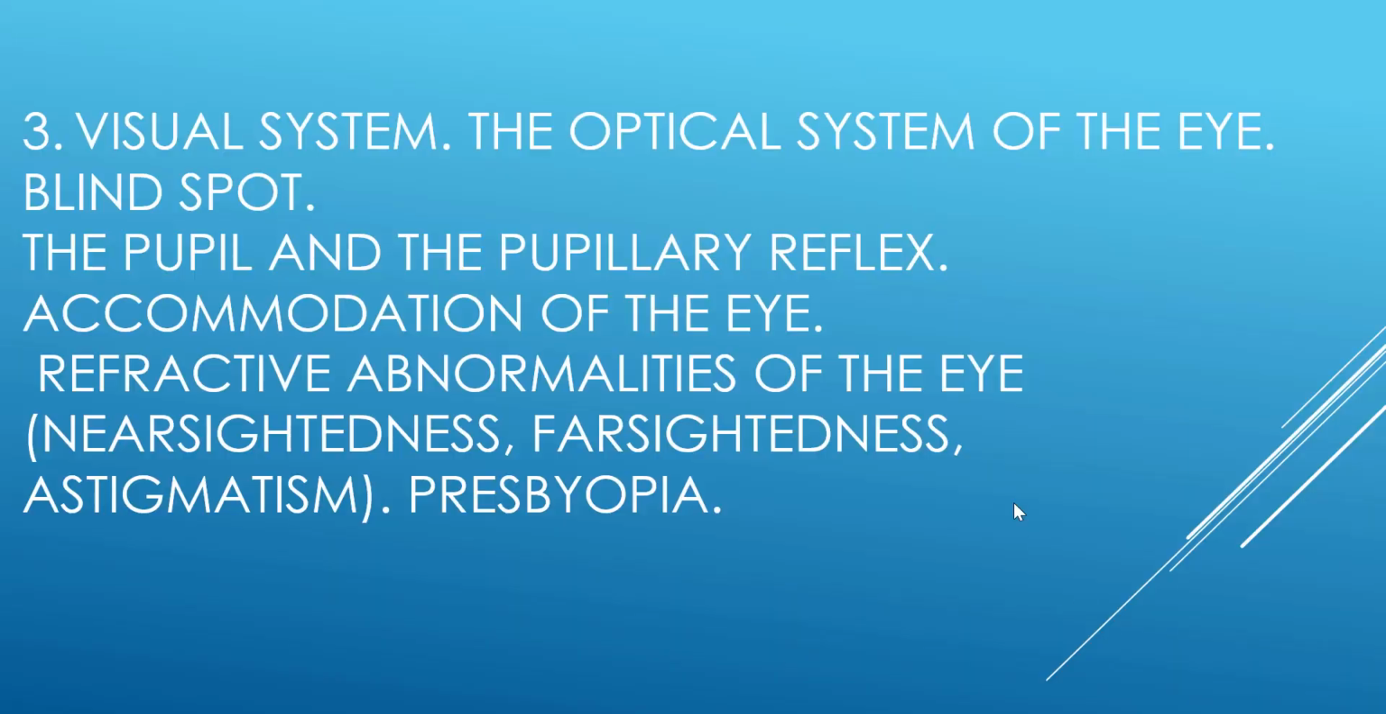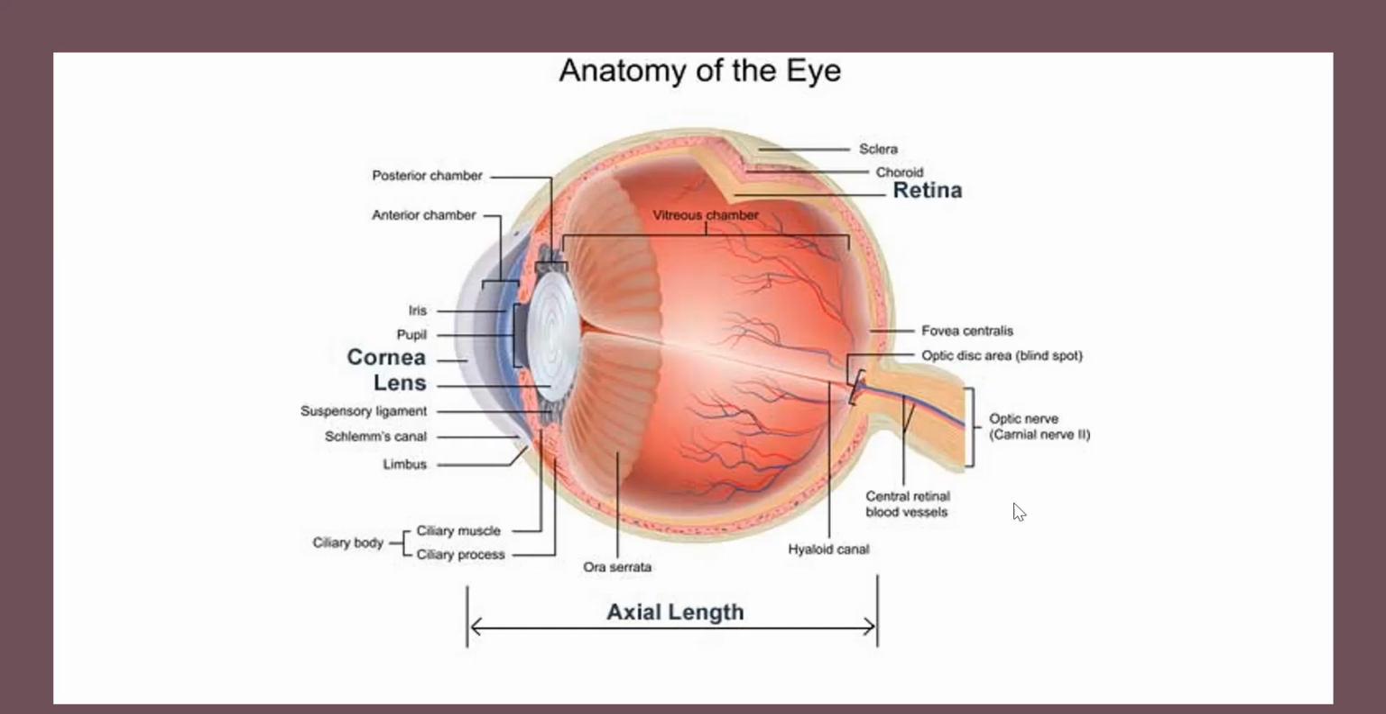Good afternoon, dear students. Today I will explain the third question of the third seminar, talking about the visual system: the optical system of the eye, blind spot, the pupil and pupillary reflex, accommodation, and refractive abnormalities of the eye.